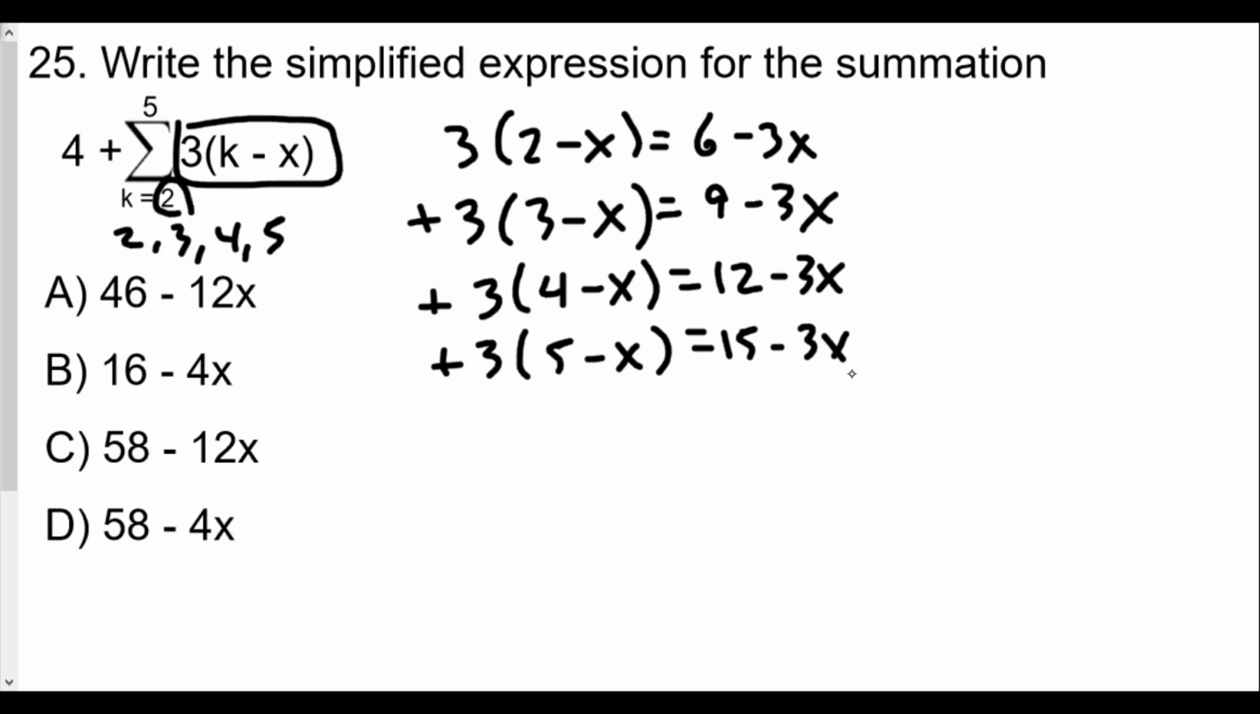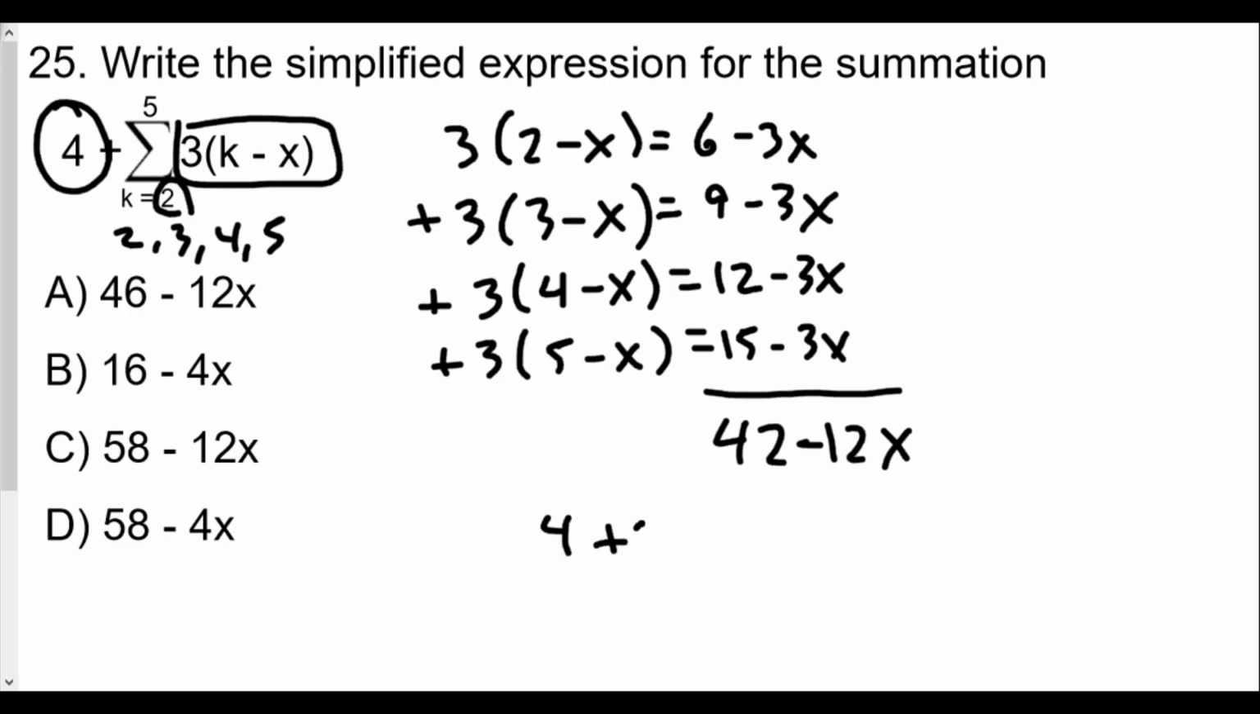And now we're going to add all of this. We have negative 3x plus negative 3x plus negative 3x plus negative 3x, which is negative 12x. And 6 plus 9 plus 12 plus 15: 6 plus 9 is 15, 15 plus 15 is 30, and 30 plus 12 is 42. But we can't forget this plus 4, right? So we take 4 plus the 42 minus 12x, and we get 46. Oops, don't forget the x there. 46 minus 12x. And in this case, that gives us choice A.